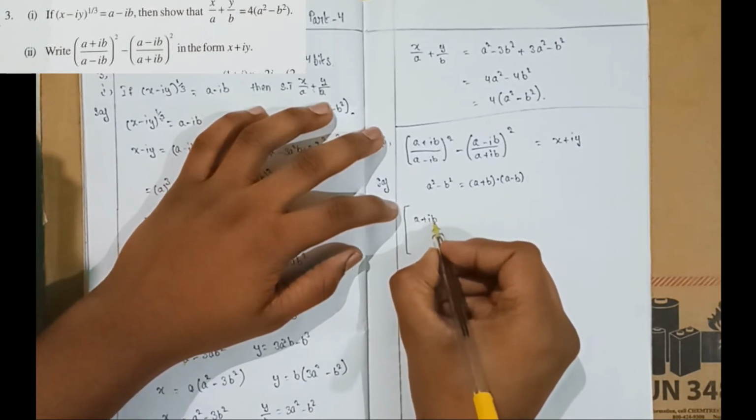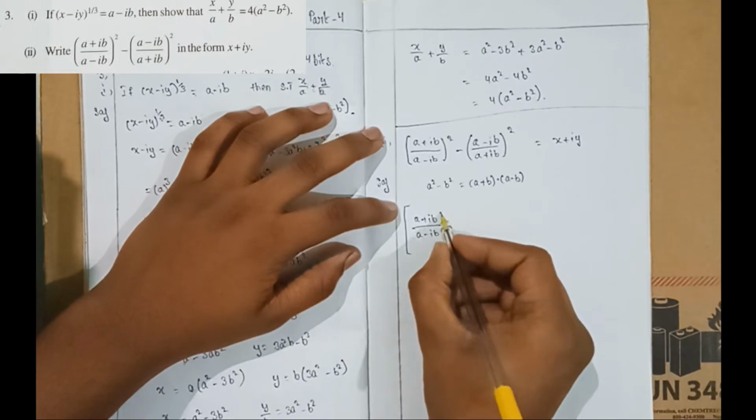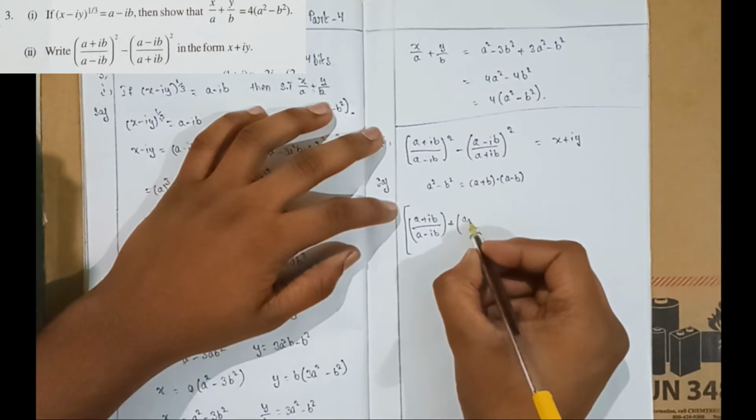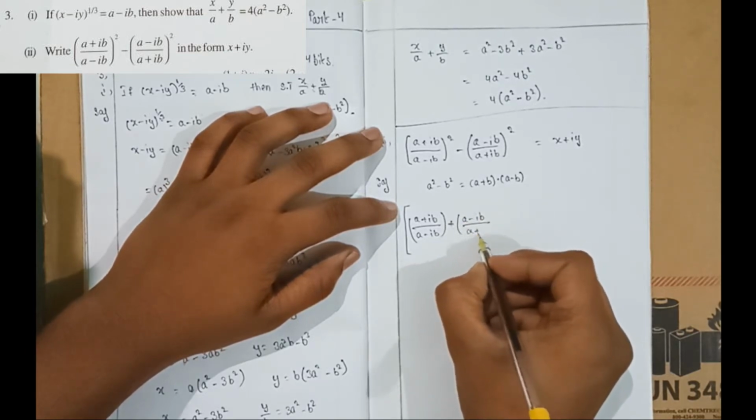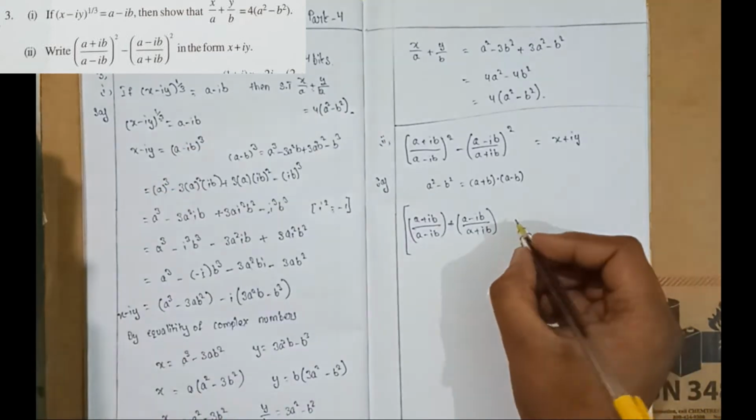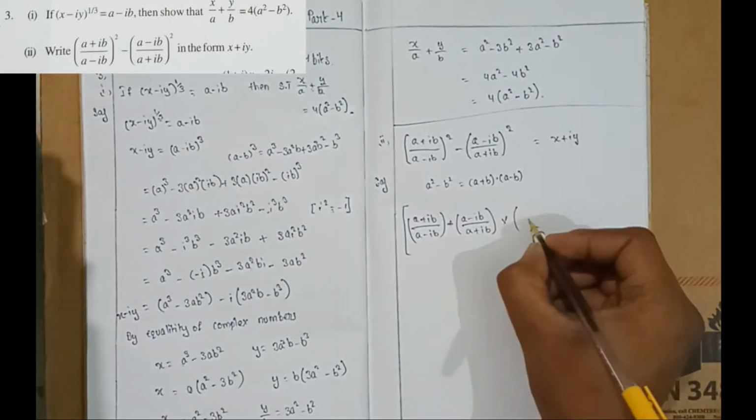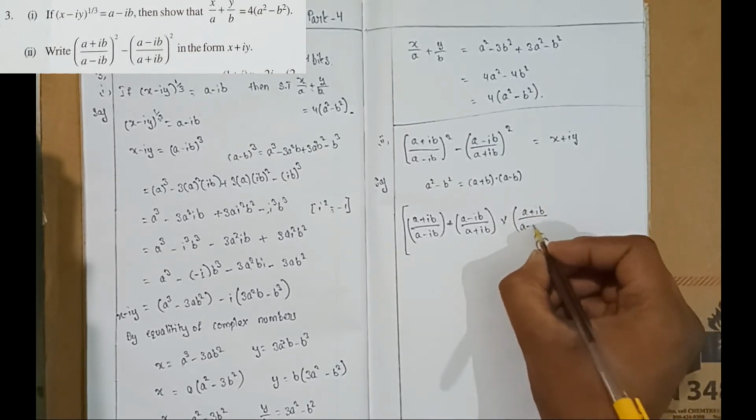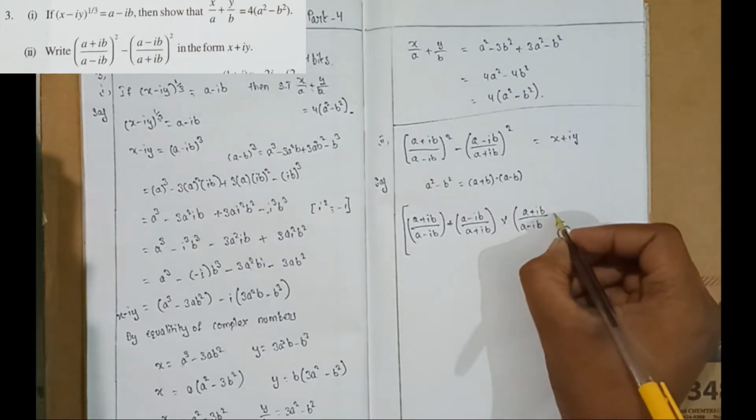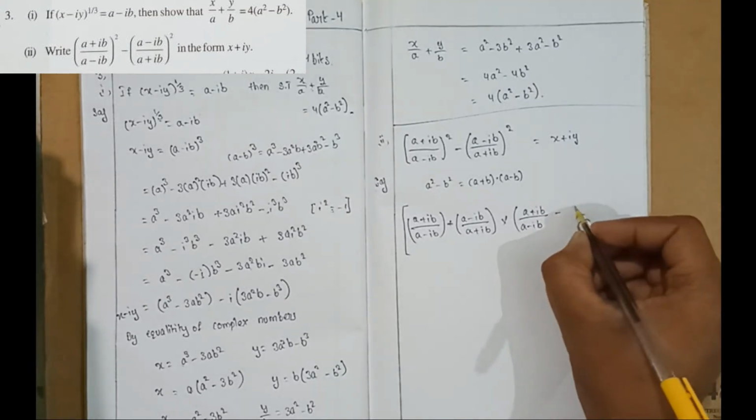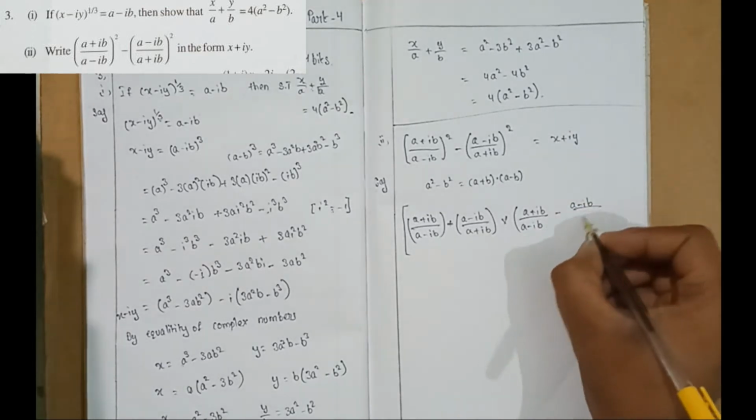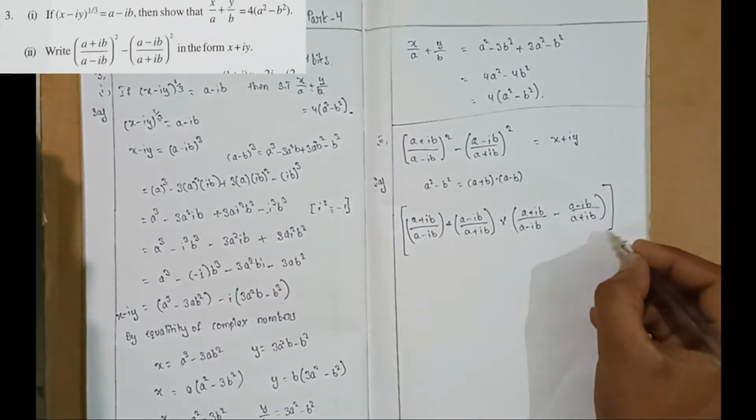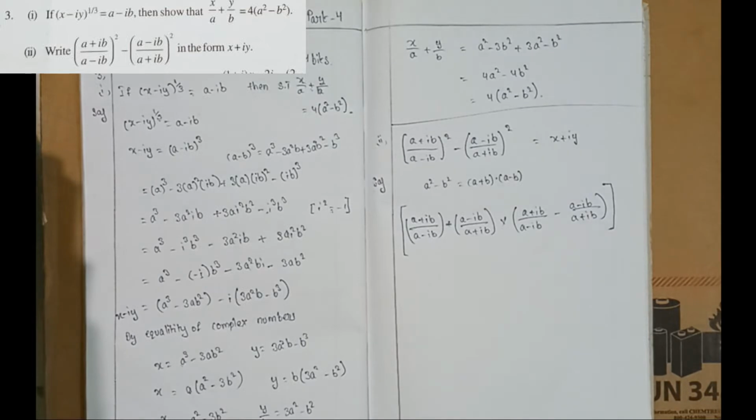So a plus ib by a minus ib, plus a minus ib by a plus ib. This is multiplication. A plus ib by a minus ib, minus a minus ib by a plus ib. Now cross multiplication.